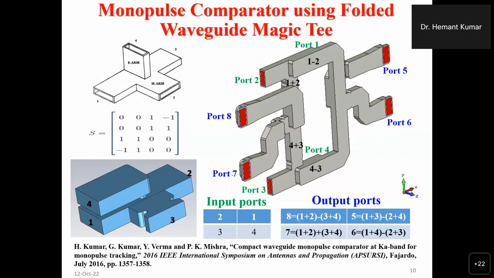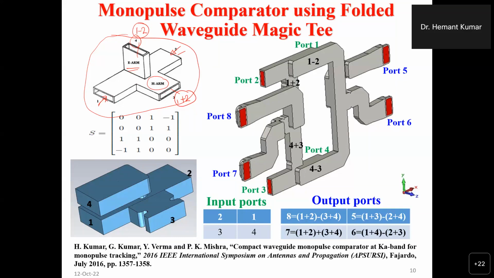So the first one is the monopulse comparator using folded waveguide magic T. This is the conventional waveguide magic T. If you see, there are four ports: port 1, port 2, port 3, and port 4. Port 3 is also known as the H arm, and port 4 is known as the E arm. Basically, if you give the input at port 1 and port 2 simultaneously, then you will get 1 plus 2 at the H arm, and you will get 1 minus 2 at port 4. So basically, it will give you the sum at port 3 and the difference at port 4. That's why we can say that a waveguide magic T can be used as a sum and difference network.